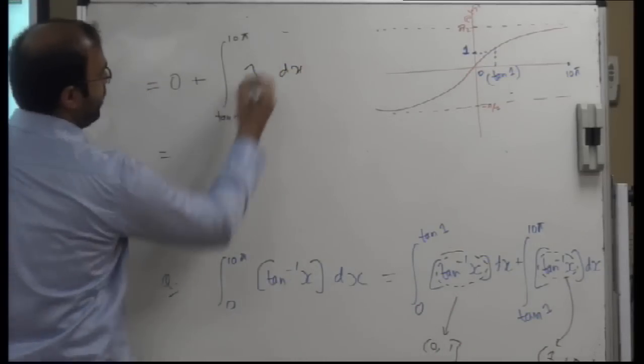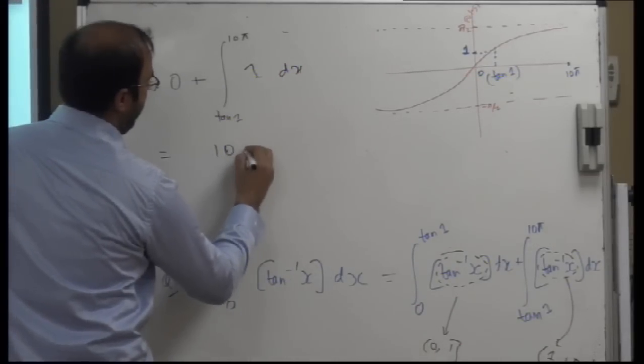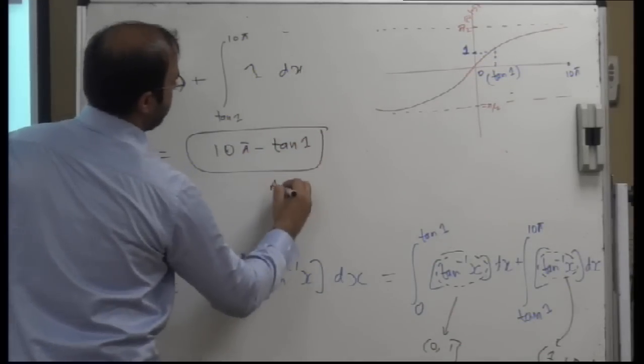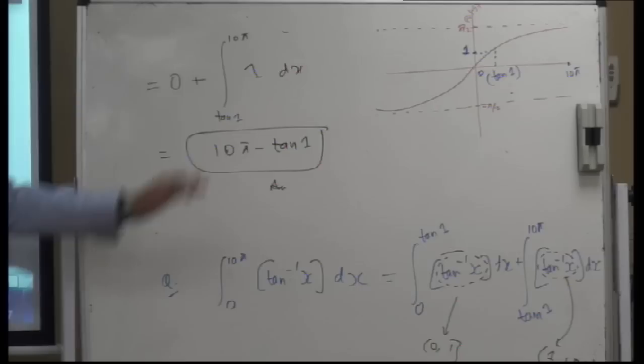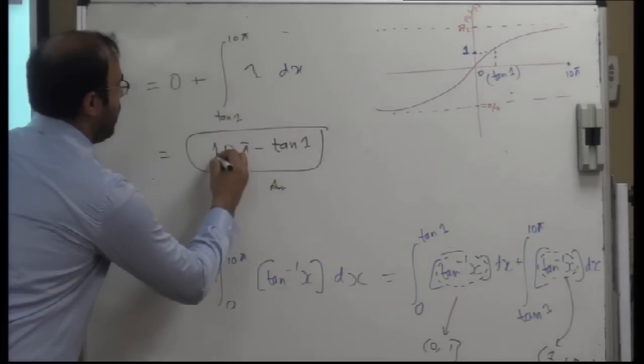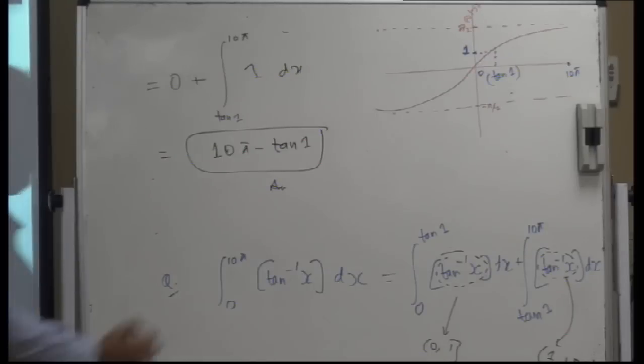What would be the final value? 10 pi minus tan 1. This would be the answer, because its integral would be x, and you put the limits, 10 pi minus tan 1. So this would be the answer, 10 pi minus tan 1.